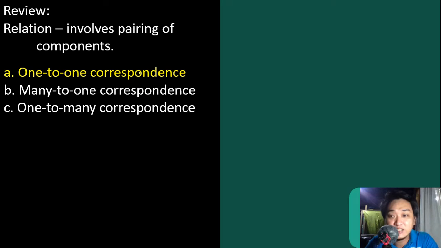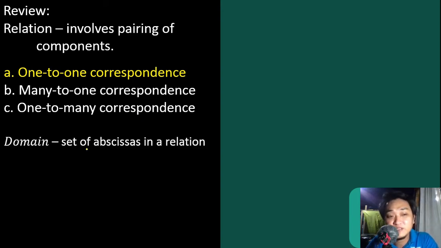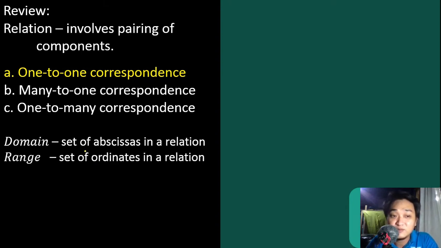Yung madalas natin ginagamit sa linear equations natin, yung one-to-one correspondence, we only have one value for x and we have only one value for y. Now, when we say domain, it is the set of abscissas in a certain relation. And when we say range, it is a set of ordinates in a relation. Meaning, yung domain, ito yung mga possible values ni x. Pag sinabi namang range, ito naman yung mga possible values ni y.